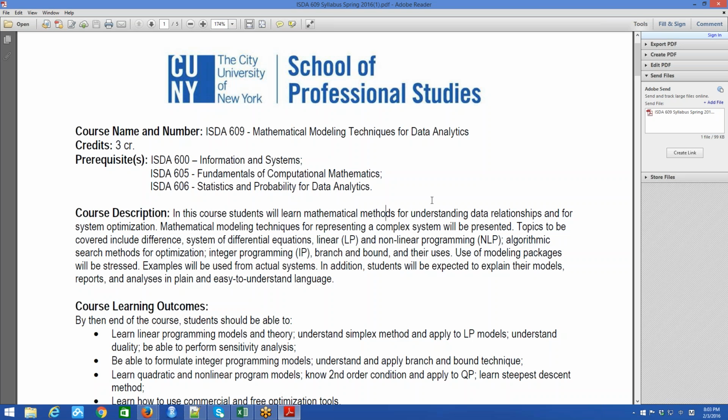I'm sure you're not first-semester students, so you're familiar with the format of the class. Just to remind you, if you look at the syllabus, we have 3 prerequisites: 600, 605, and 606. If you are taking 605 and 606 this semester, it should be fine. If you have taken them previously, that would be even better. Hopefully you have some basic statistics or probability courses previously. If not, send me an email or a message, and we can discuss.